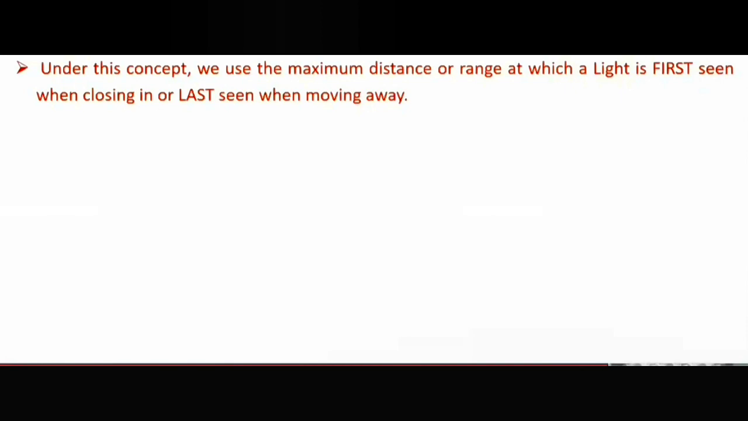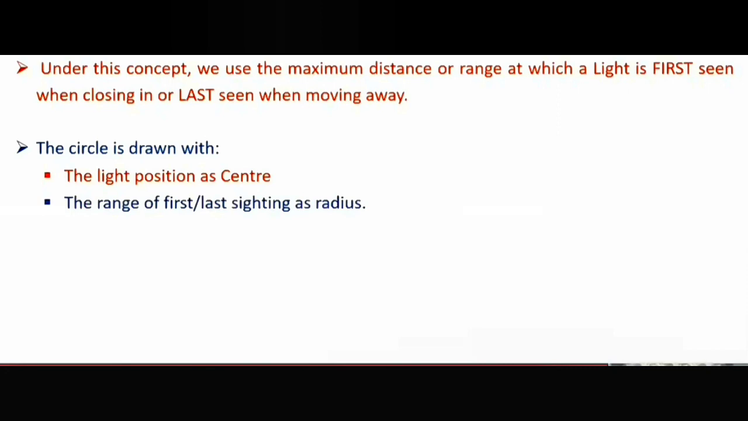Now we discuss position circle by the raising or first sighting of lights and dipping or last sighting of the light. Under this concept, we use the maximum distance or range at which a light is first seen when closing in or last seen when the vessel is moving away from it. A circle is drawn with the position of the light on chart as its center and the first or the last sighting distance or range as its radius.